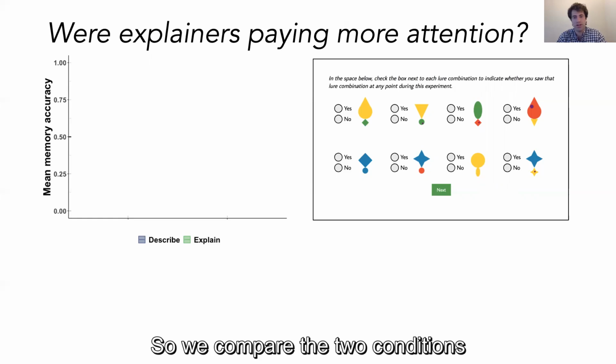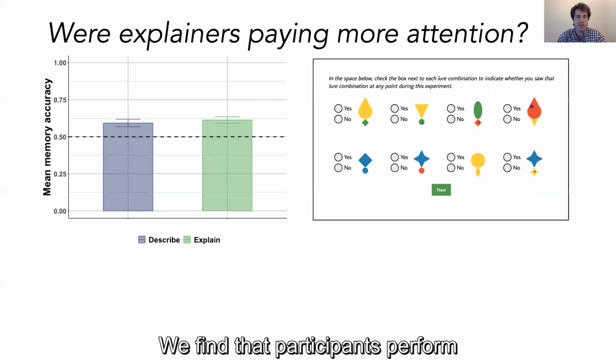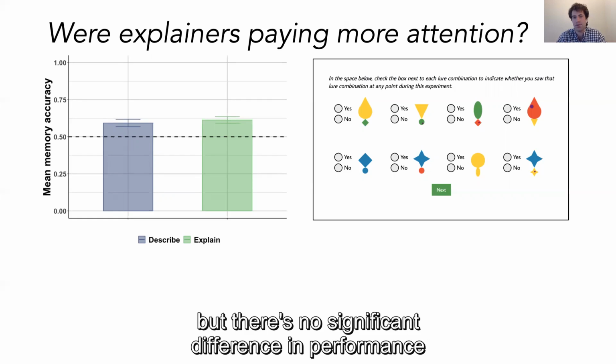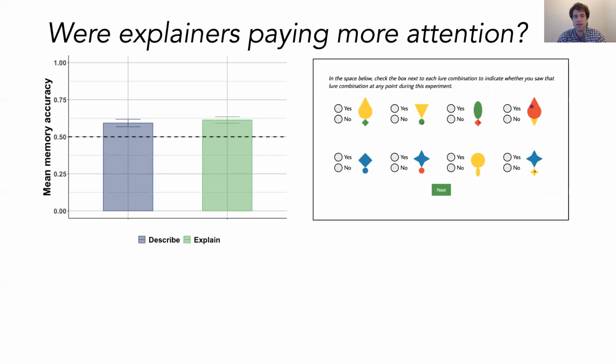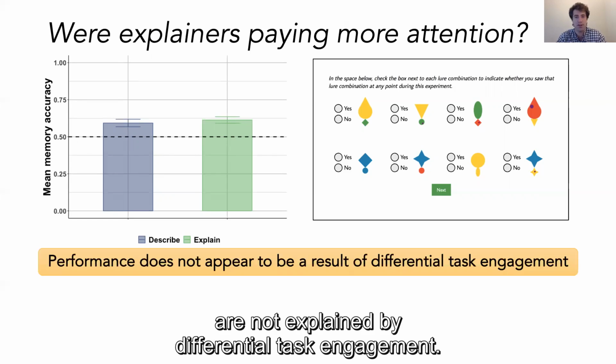So we compare the two conditions for their accuracy on the memory probe task. We find that participants perform above chance in both conditions, but there's no significant difference in performance between the two conditions. So this suggests that our generation and evaluation results are not explained by differential task engagement.